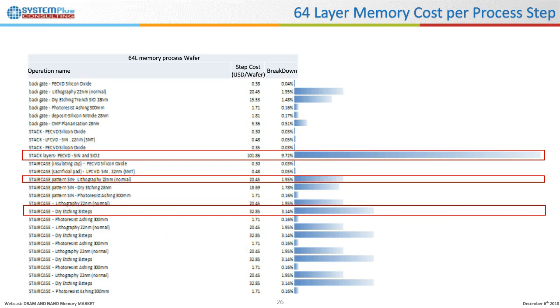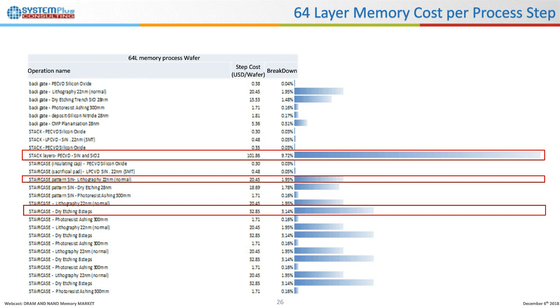So for the cost per process step, as I said, as you increase the number of layers, the stacking of the layers is one of the first steps that has to be done. It's very expensive. As you can see from the breakdown here, almost 10% of the total cost of the memory is applied to the stacking of the layers. So the more layers that are deposited, the more expensive it is to manufacture.